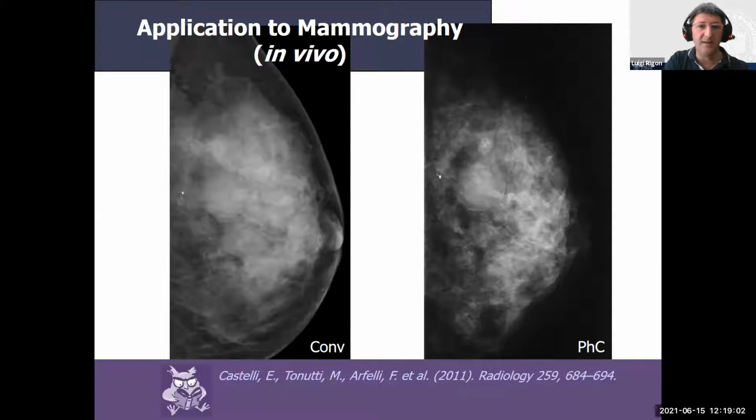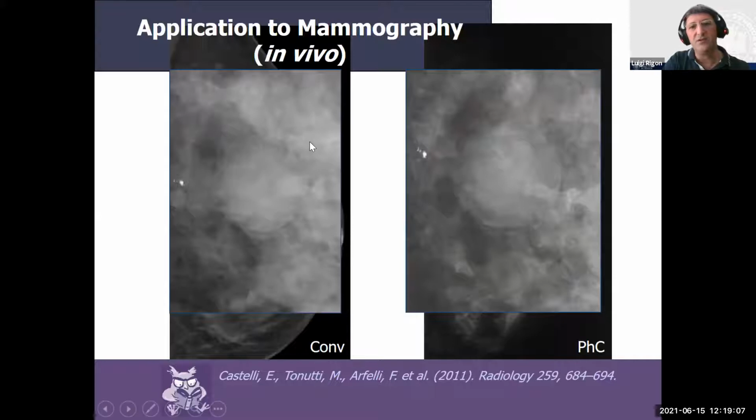The interesting detail is this lesion here. If we zoom in, you see it also in the conventional image, but in the phase contrast you visualize more clearly the boundary, the edge of this mass. In particular, in this case you see that the boundary is smooth. This is good for the patient because it means that this mass was growing slowly without infiltrating the tissue. So it's probably a benign mass. Actually, it was a benign mass, confirmed later by follow-up.